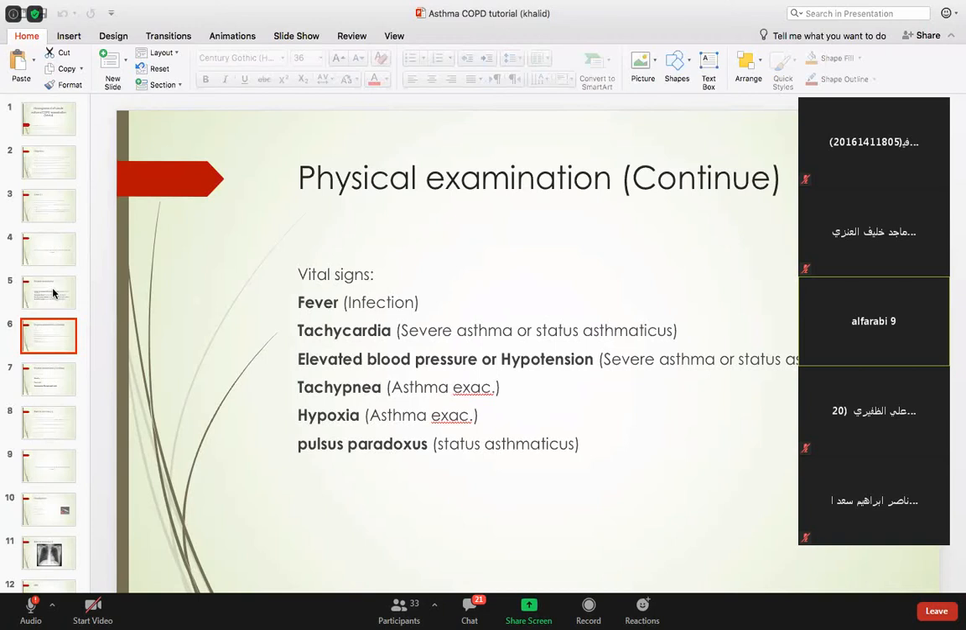Hypoxia, someone mentioned that, and especially in asthma. If you have someone asthmatic and they are hypoxic, they are in big trouble. So pay special attention to those people. Usually mild and even moderate asthma don't present with hypoxia. But when they come with hypoxia, they are actually severe. And we already talked about pulsus paradoxus.